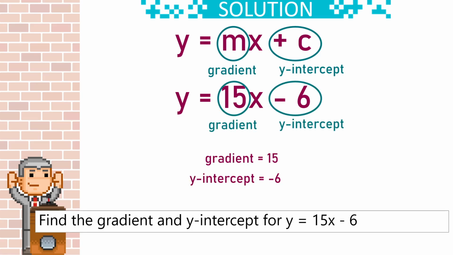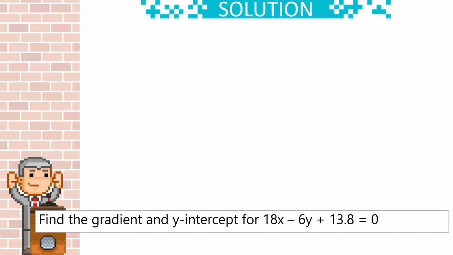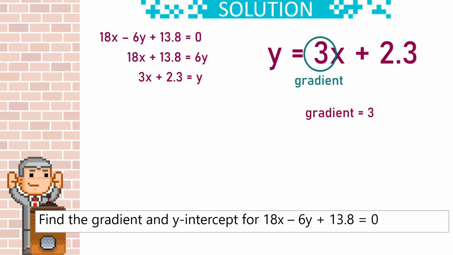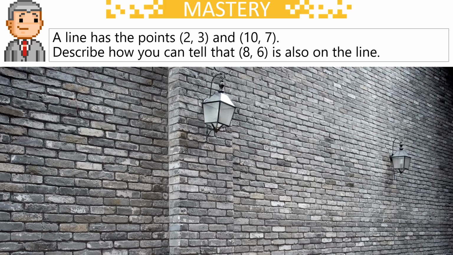minus 6. When an equation isn't written in the form y equals mx plus c, we can rewrite it in this format and find the gradient and y-intercept simply. So for this equation, we need to start by adding 6y to both sides, and then we can divide everything by 6. That will give us y equals 3x plus 2.3. The gradient will be the coefficient of the x, which will be 3, and the y-intercept will be the positive 2.3 at the end. And let's finish with this.